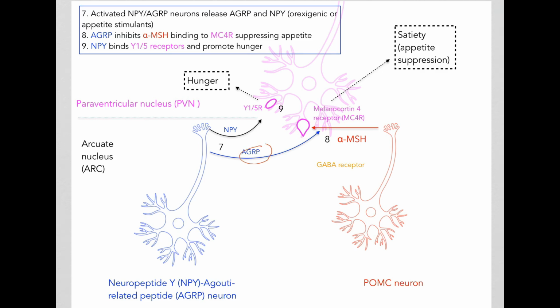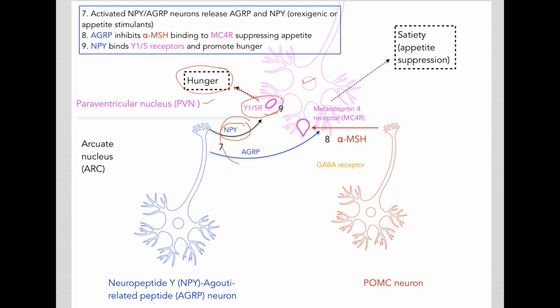AGRP will inhibit the binding of alpha MSH to MC4R. So by inhibiting this binding, there is no appetite suppression, so basically it promotes hunger. So that's how AGRP promotes hunger. NPY, neuropeptide Y, will bind these Y1/Y5 receptors on these neurons present in the paraventricular nucleus of the hypothalamus, and that will promote hunger once again.